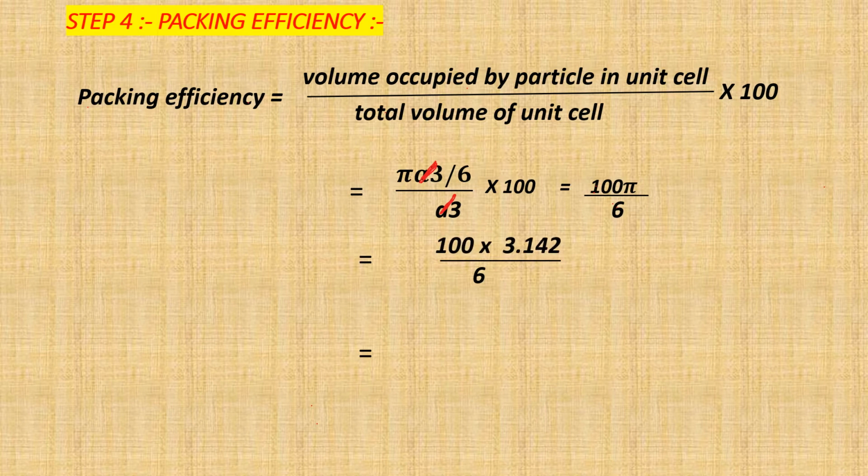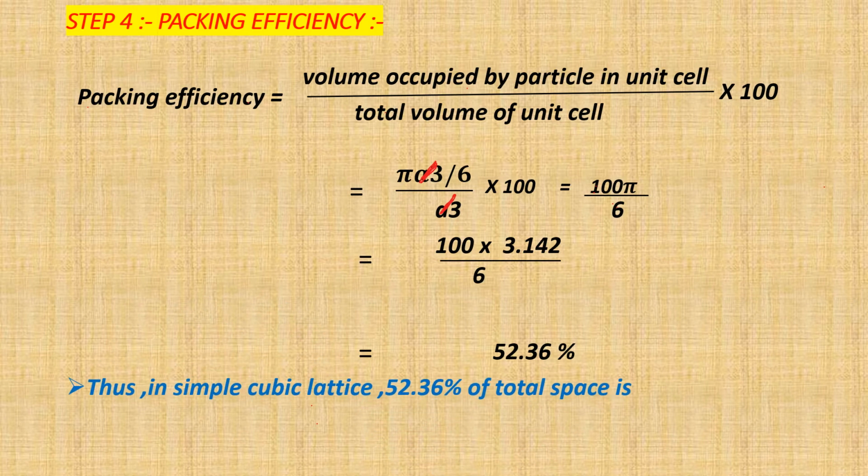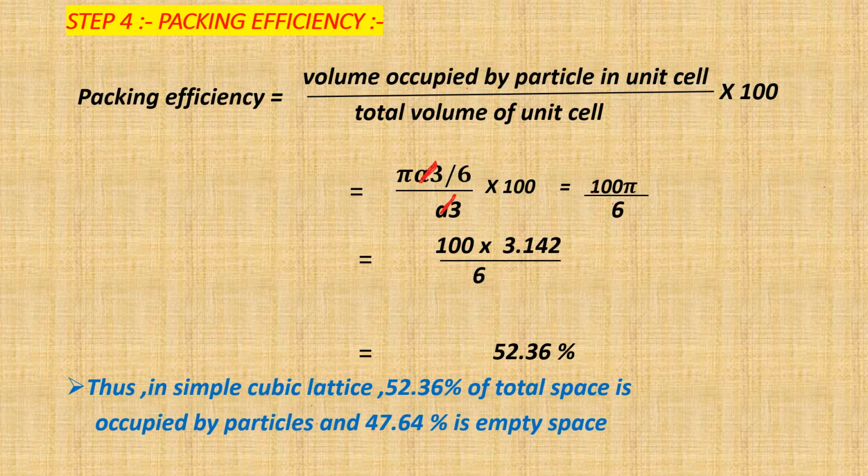Okay, then what is the next step? That is 100 into pi, where pi is 3.142, upon 6. Simply calculating, it gives the value 52.36%. Thus in the simple cubic lattice, 52.36% of the total space is occupied by particles and 47.64% is empty space or void space.